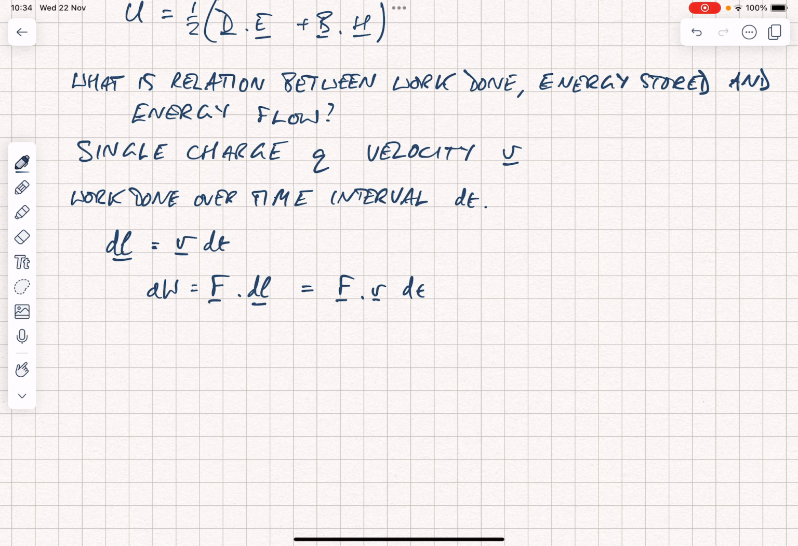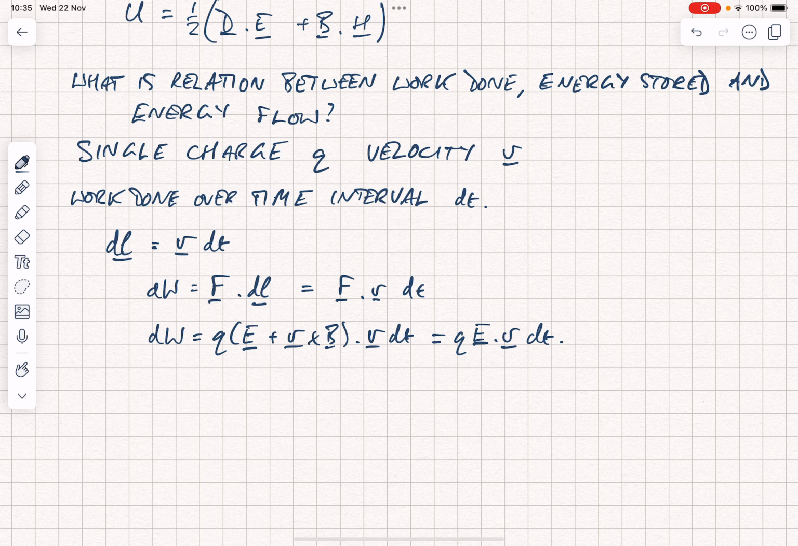Now, since we have a charge which is moving in fields, we can write the following. You say that dW is equal to q into E plus v cross B, that's just the electromagnetic force, dotted with v dt. And since v dotted with v cross B is 0, we can write that as equal to qE dot v dt. That's for a single charge.